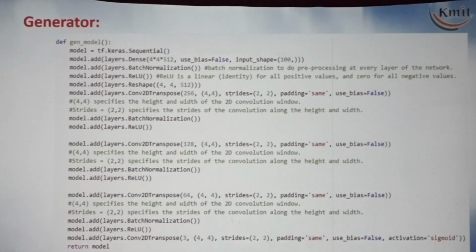And finally, you can observe that we are adding the number of layers, and finally at the last layer I am giving 3. Why am I giving 3 here? Please observe that at the last layer I am giving 3. Why am I giving 3?